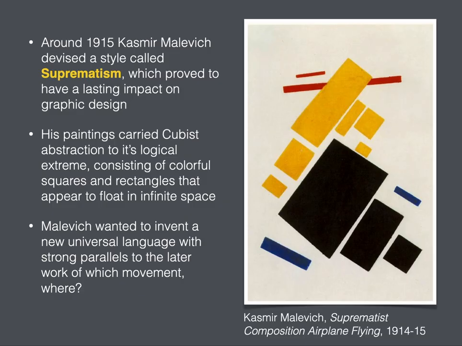Around 1915, Kazimir Malevich devised a style called suprematism, which proved to have a long-lasting impact on graphic design. His paintings carried a cubist abstraction to its logical extreme, consisting of colorful squares and rectangles that appeared to float in infinite space. Malevich wanted to invent a new universal language with strong parallels to the later work of the De Stijl movement, brought about in the Netherlands.